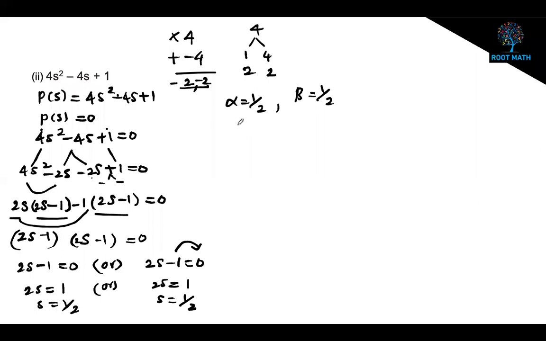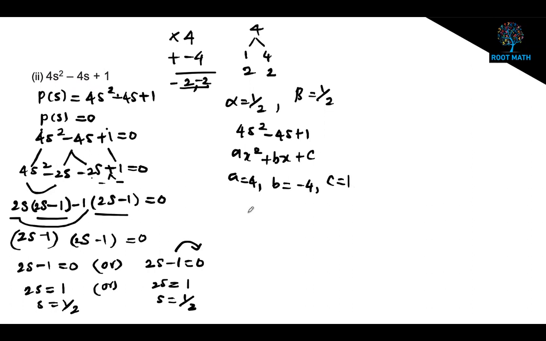So we are now with the second part of the answer. Write the expression again and then compare with the general form of the quadratic equation ax squared plus bx plus c, where your a value is 4 and b value is negative 4 and c is 1.